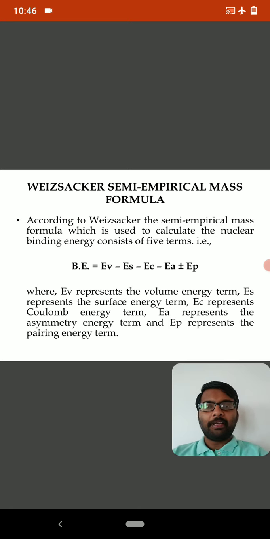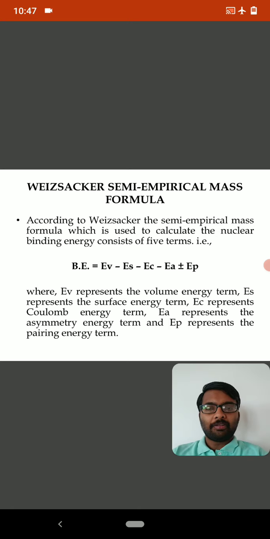After this, the main important concept of today's session is the semi-empirical mass formula, which was developed by the scientist Weizsäcker. That's why it is called the Weizsäcker semi-empirical mass formula. According to this formula, the binding energy consists of 5 different terms. So what are those different terms?